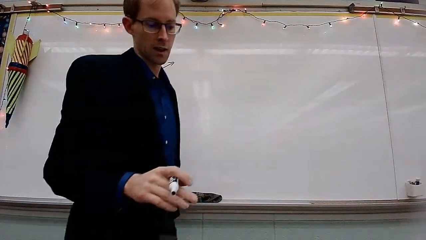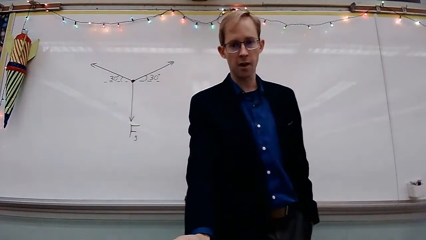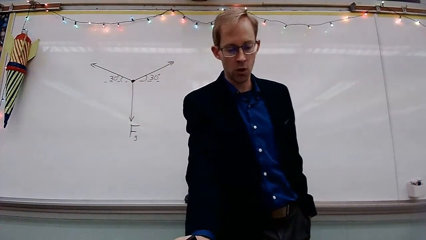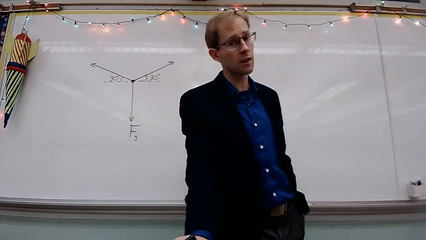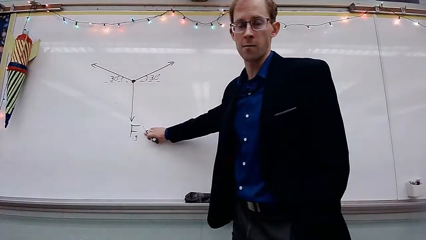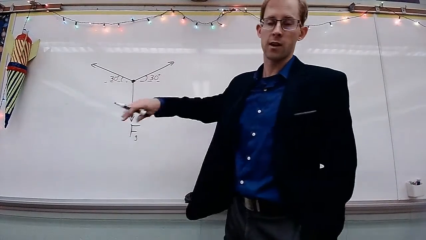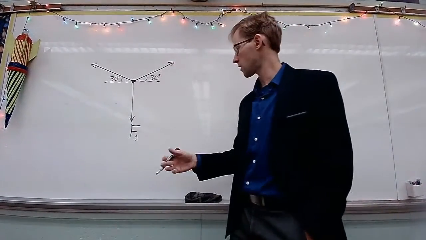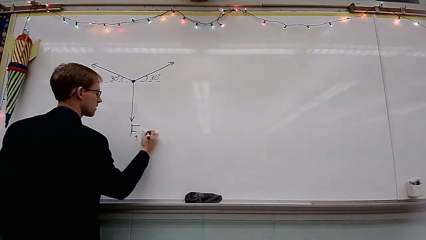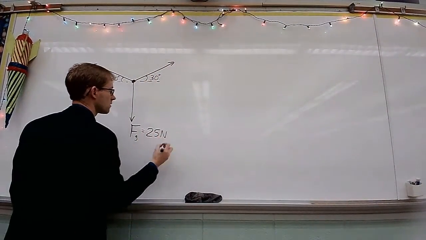Now it tells us that the object weighs 25 newtons. So that is a force. If it told us it was 25 kilograms, then for force of gravity we'd have to go 25 times 9.8. But it doesn't tell us that. It tells us directly the newtons. So that means that's what your force of gravity is already equal to. So 25 newtons going down.